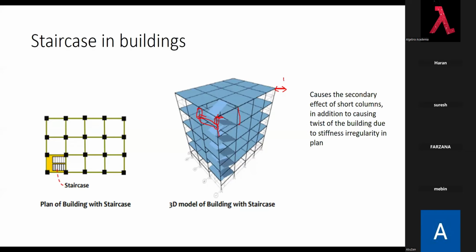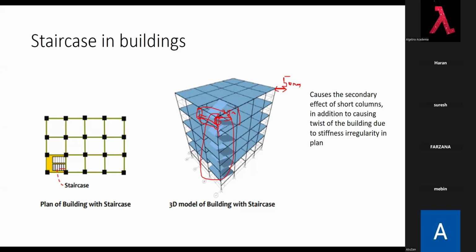We will consider drift demand. Long column, for example, this column. Let's say 50 mm displacement before going, but this column will get failure because of the staircase in the building. So we need to consider the dog leg.